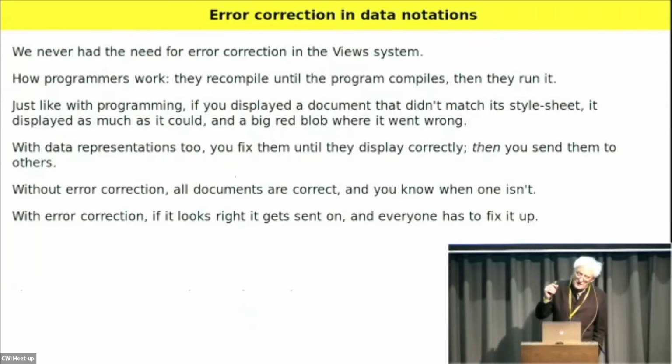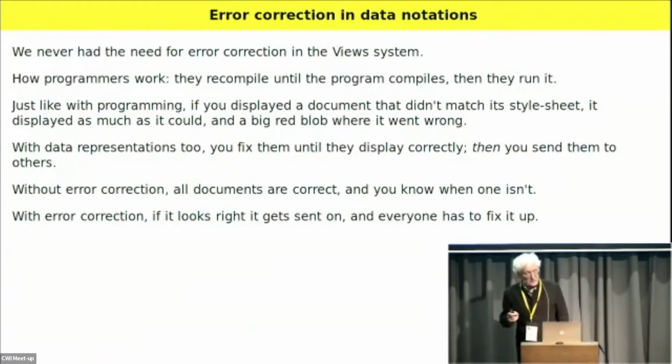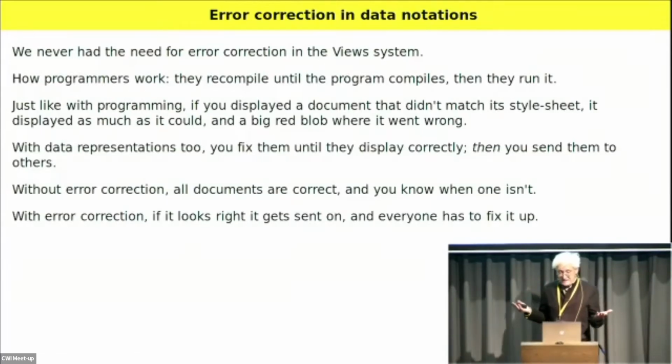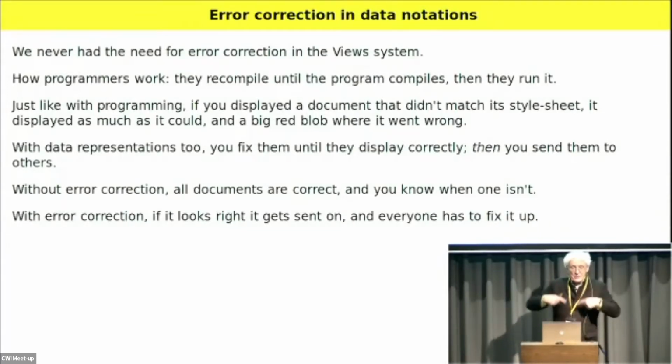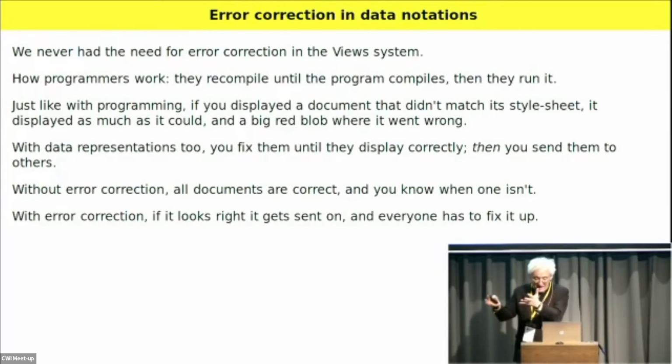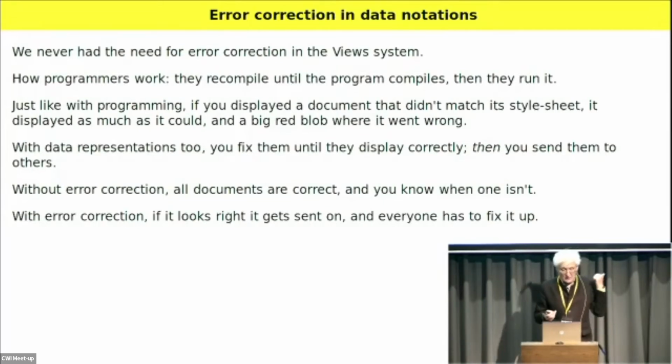So this is the reason why I also believe it's bad to have error correction in data notations. Now, in our view system that I was talking about, we never had the need for error correction. And the basis is, well, how do programmers work? They write their program, they compile it. If you get errors, then you fix it, and you keep doing that process until it compiles, and then you run it. And that was the same with documents that didn't match their style sheet. It displayed as much as it could, and then a big red blob saying something's gone wrong here, and you would go in and you'd fix it until it worked properly.